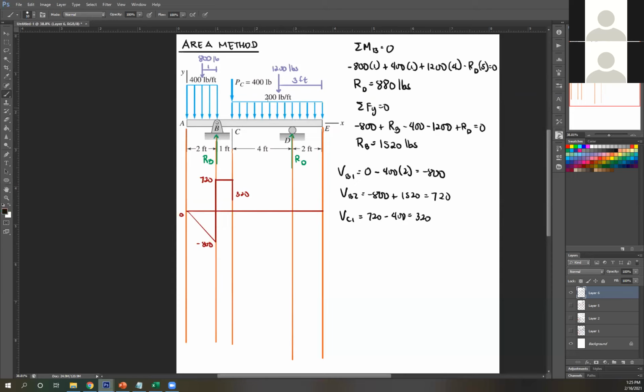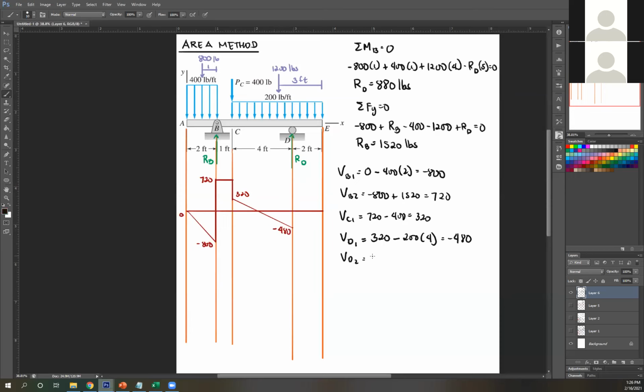Let's solve. Since this is a straight line, let's call that VD1. VD1 equals 320 minus area of this. That's 200 times 4. So 320 minus 200 times 4, that's negative 480. You're at a negative, so you're going to go below your reference line. This is negative 480. Next, you have a reaction at RD.